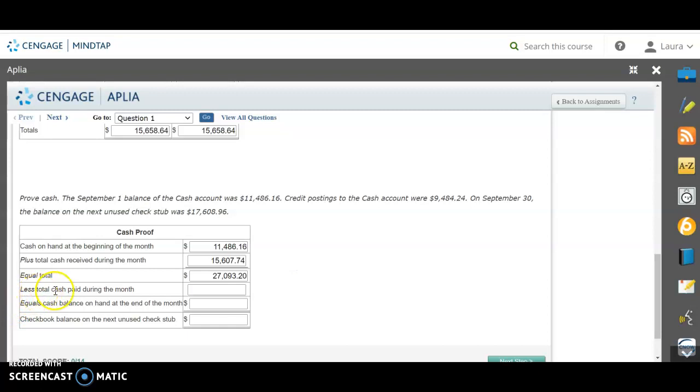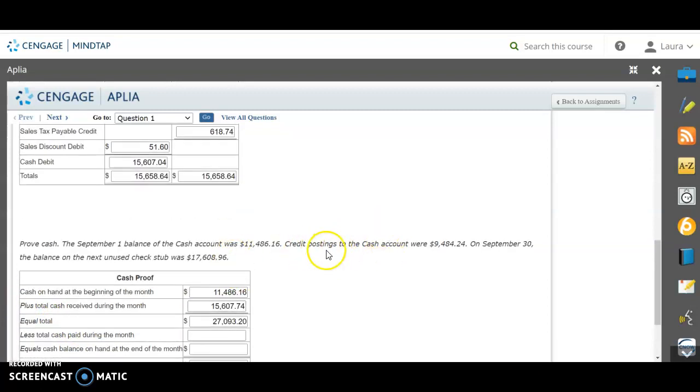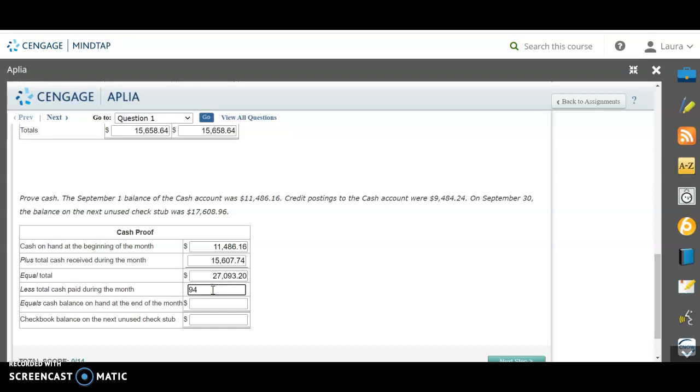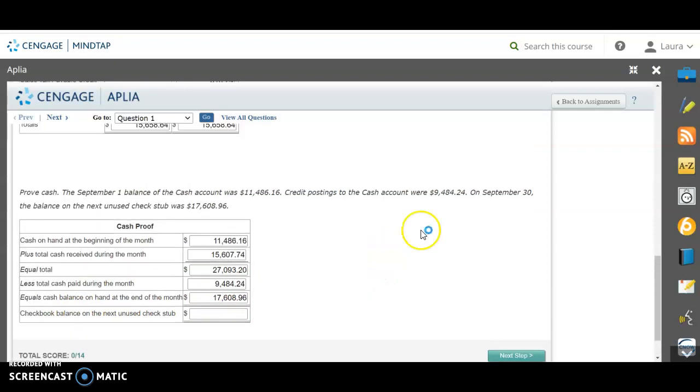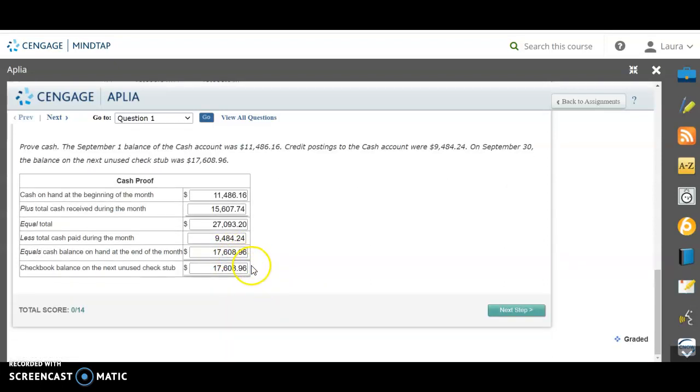And then less total cash paid during the month, and that says right here, credit postings to the cash account, that means what we paid out was $9,484.24. And because it says less right here, we're going to subtract. So it's 27,000 minus the 9,000 number, and we're going to get 17,608.96. And then it says checkbook balance on the next unused check stub. Right here in the directions again, we're going to plug that number in, 17,608.96. And lo and behold, this is what we want to see. These two bottom numbers must match in order to move on and know that we did everything correctly.